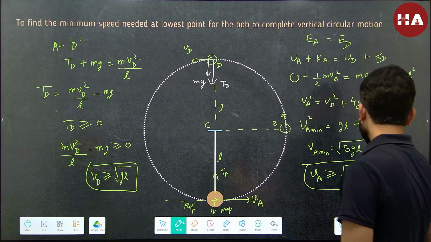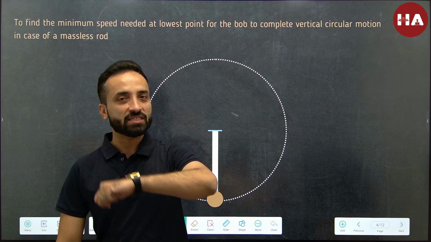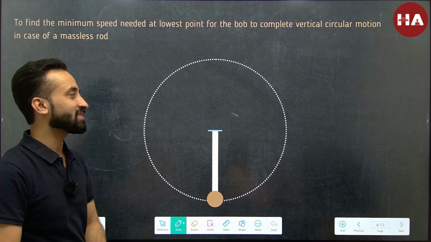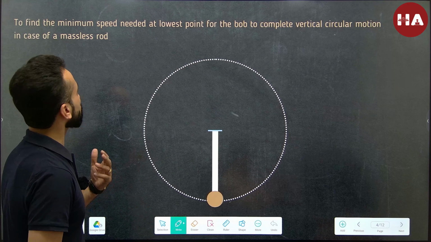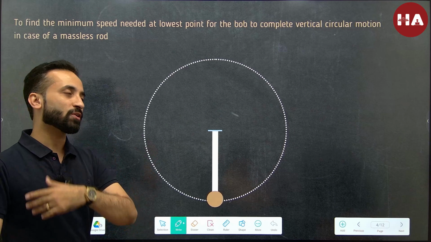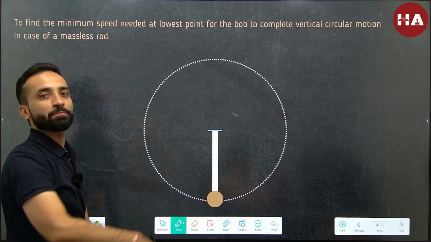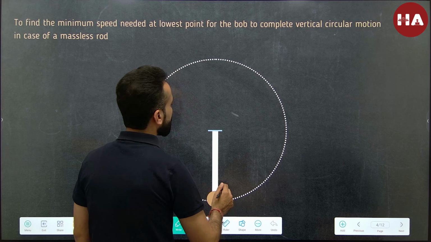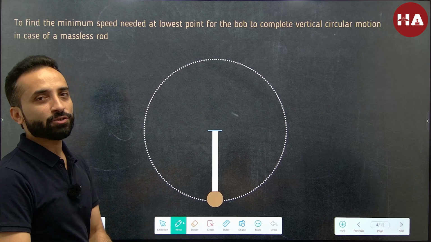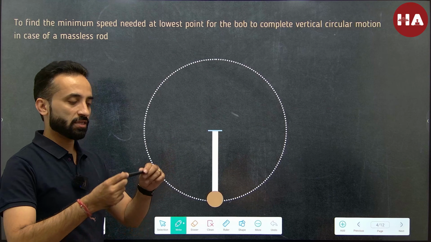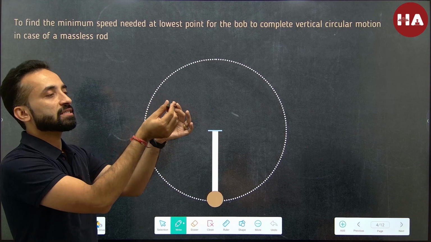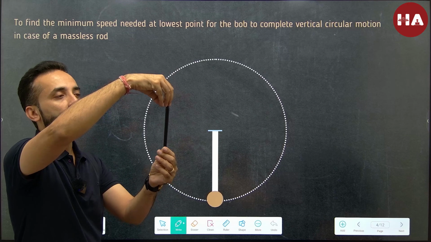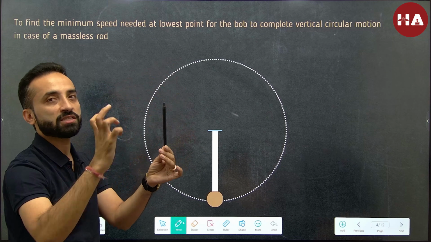All right, now let's do this again, but now with a twist. What is the twist? Now instead of a string, we have a rod. Just to discuss how things change. So now if it is a rod, we have to again find the minimum velocity needed if you want it to complete the circular motion, isn't it? The only difference now is that the rod cannot slack. The difference between a string and a rod is like this pen. Even if the velocity is low, it cannot slack, right? Even if we place a weight here, it won't slack because it is rigid.